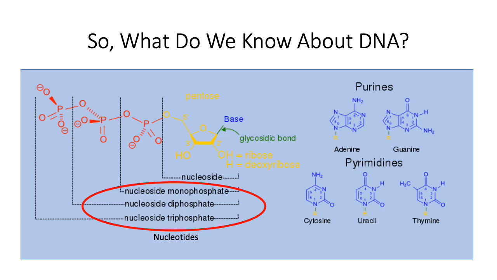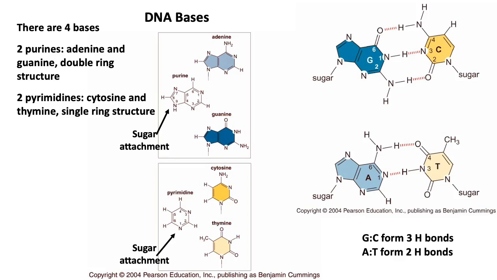So let's look at this in terms of the double helix and DNA bonding. So the bases can be broken down into 2 main categories: the purines and the pyrimidines.